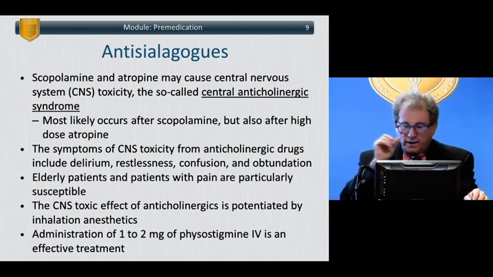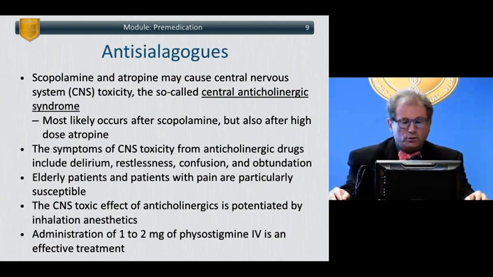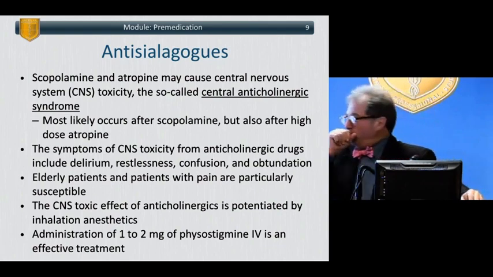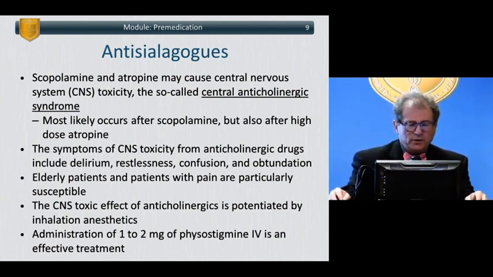Scopolamine and atropine may cause CNS toxicity because they cross the blood-brain barrier, the so-called central anticholinergic syndrome. Most likely it occurs after scopolamine, but if one gets into excessively high doses of atropine, and I'm referring to doses in excess of 100 mics per kilo, we may see these kinds of effects. The symptoms from the CNS toxicity of the anticholinergic agents include delirium, restlessness, confusion, and obtundation. Elderly patients and patients with pain may be particularly susceptible to this CNS toxicity. And these CNS toxic effects are potentiated by inhalational agents. The treatment is definitive, 1 to 2 milligrams of physostigmine.